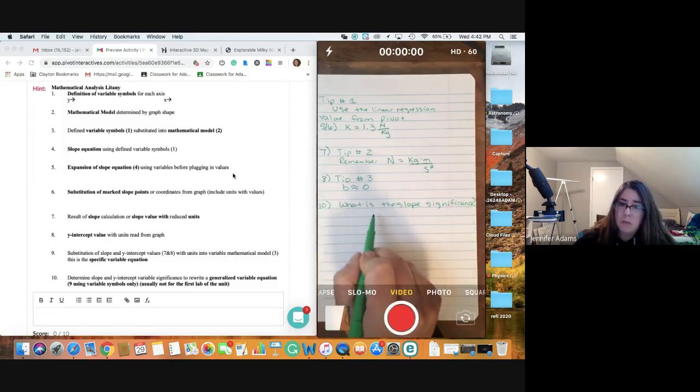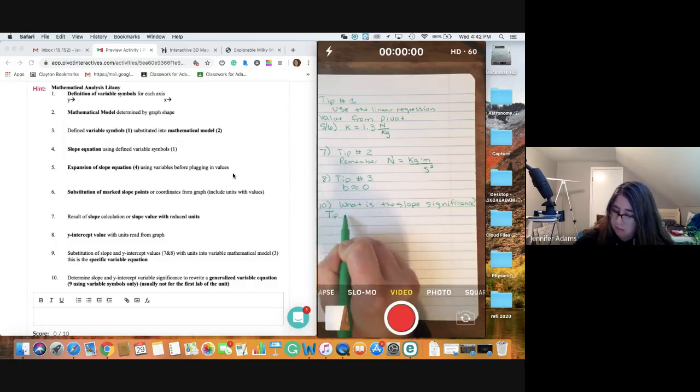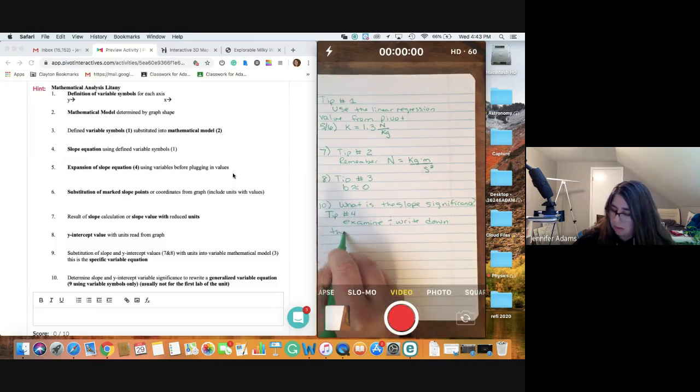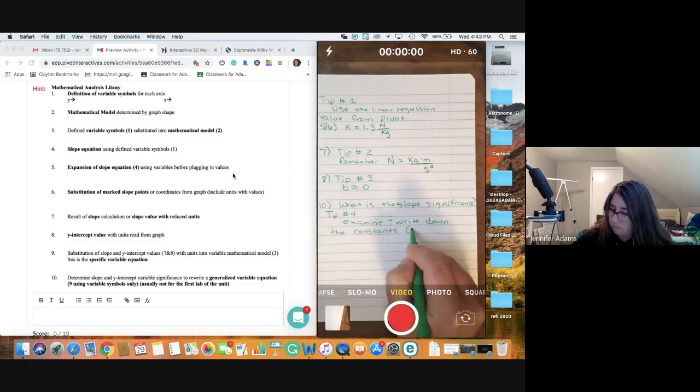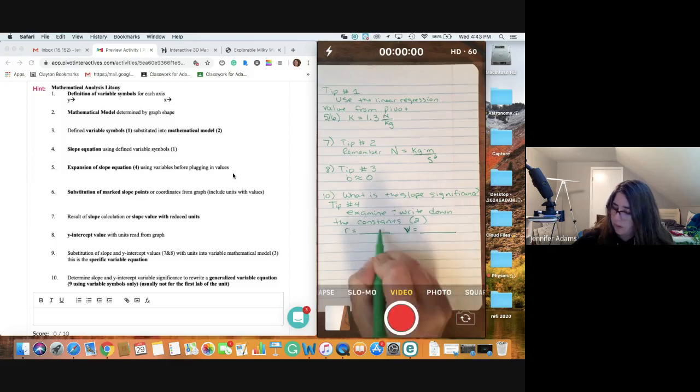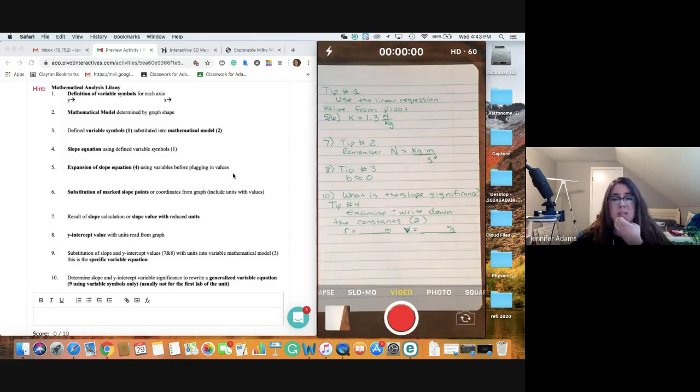So to go through our slope significance, this will be my 4th tip, tip number 4, is to examine and write down the constants, and there are 2. And include the units. So as an example, for this one, you would say, oh, well, the mass was the independent variable, and the net radial force was the dependent variable. And so the radius was constant, and so was the speed. The radius would have been in meters, and the speed would have been in meters per second. So you would write down the value for the radius that you used, and then the value for the constant speed.